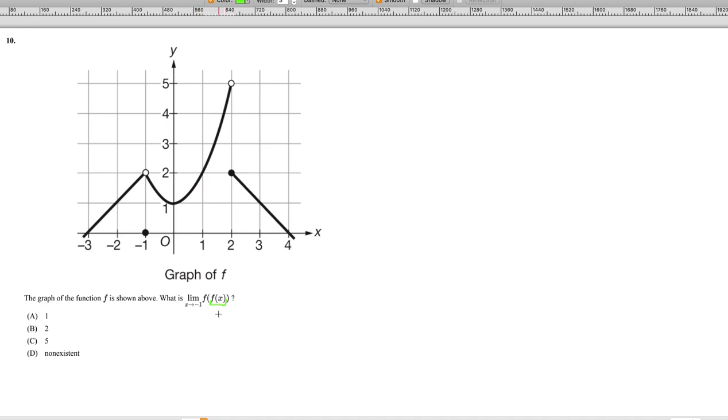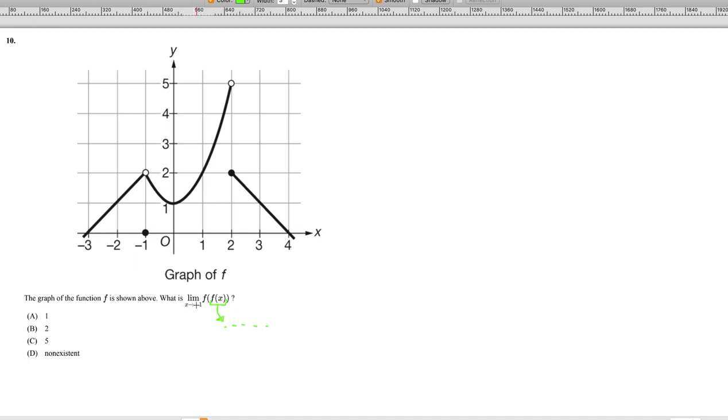So then these values on the inside are going to be getting closer and closer to something. I don't know what yet. Let's just say getting closer and closer to something. You then want to evaluate what f of those values is getting closer and closer to. So let's see what I mean.